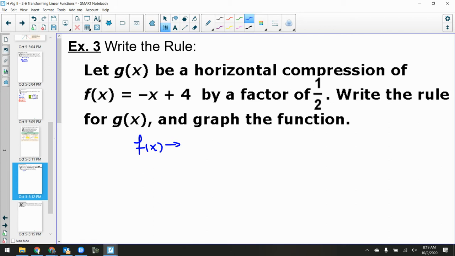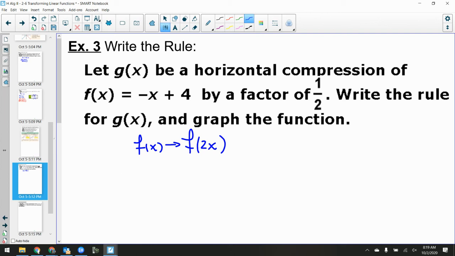Okay, so that means it's going to be 1 over b of that value. So b is 1/2, right? So what's the reciprocal of 1/2? 2. So this is going to be f of 2x. The horizontal things are when the weird stuff happens. Like it's the opposite of what you think. Going to the right is actually a minus. And it's the reciprocal. Okay? Additive inverse, multiplicative inverse when you're working with horizontal stuff.